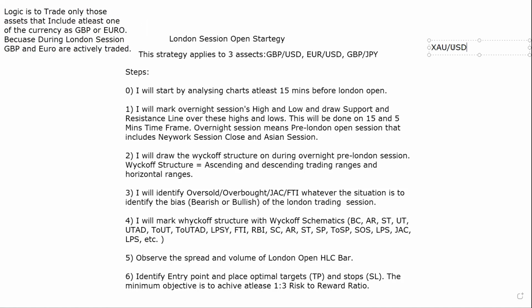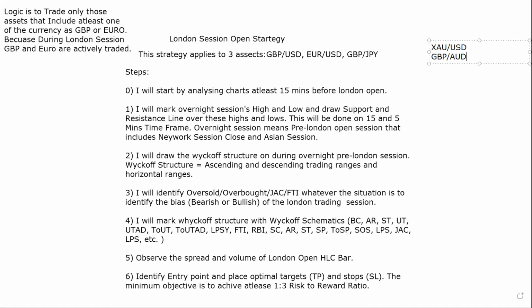Make sense? Now, how about GBP and AUD? Can we trade this asset during London session? Yes, we can, but we don't trade it because it's not volatile and the spreads are very huge. So the best assets to trade are GBP/USD and EUR/USD, because these are the major currency pairs, right? Okay. Got it?